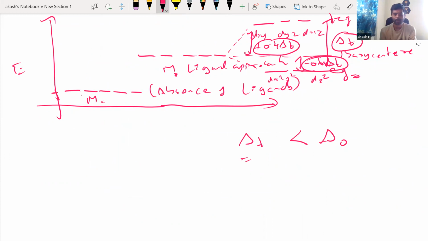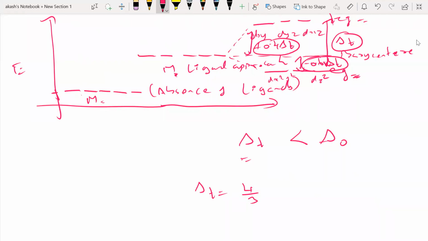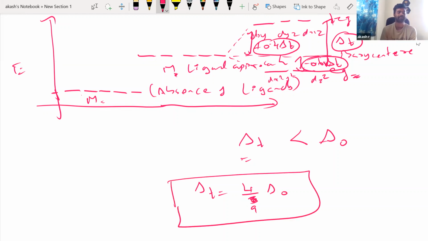They actually will be able to give a proper number also. I don't know if this is there in your syllabus, but we will be able to give that. Del T is equal to 4 by 9 of del O. This is the relationship. Now you can see, obviously, this should be higher, this should be lesser. Now you can easily understand that del O is indeed going to be greater than del T for tetrahedral complexes.